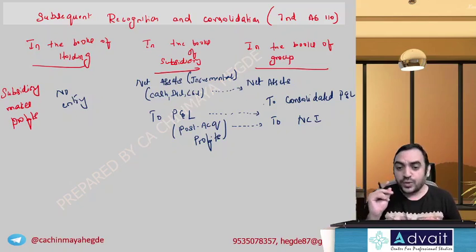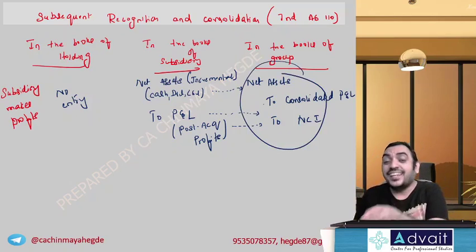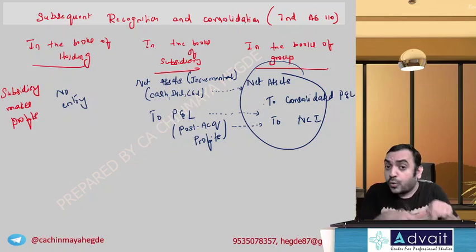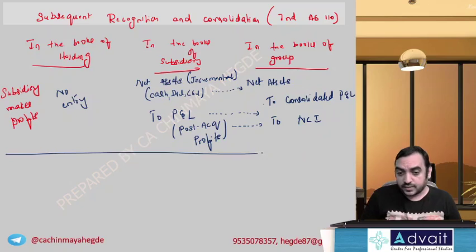So I hope you observed one thing here: whether NCI is on a fair value basis or a proportionate basis, subsequently NCI will always be credited for the book value of profits. Subsequent changes in the fair value of NCI do not matter. We'll write that in a note. I hope you're able to understand till here.